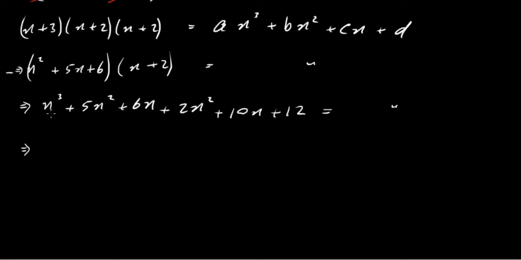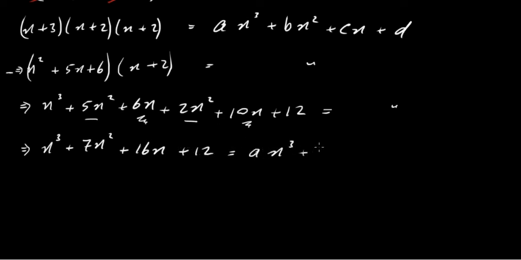So if we simplify that, then we have n cubed, there are no other n cubes there, so it's just n cubed. We have a 5n squared here, and we have a 2n squared here, so that will give me a plus 7n squared. We have a 6n here, and we have a 10n here, so that will give me 16n. And then finally at the end here we have a 12. And remember, that's all equal to an cubed plus bn squared plus cn plus d. So now at this stage we've reduced down the left hand side to this cubic expression. The right hand side is a cubic expression. So now we can start equating coefficients.